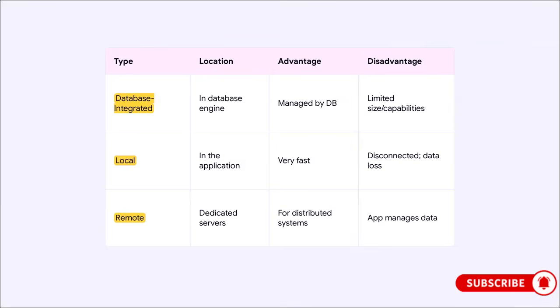You've got your database integrated cache, which is easy because the database itself manages everything, but it's often small and limited. Then there's a local cache, which lives right inside your application. It's incredibly fast because there's no network trip, but it's also totally isolated, which doesn't work well for larger systems. And that's exactly why the remote cache has become so popular. It's a dedicated, shared service that all parts of your system can talk to, making it perfect for modern distributed apps like a streaming service or a global online store.